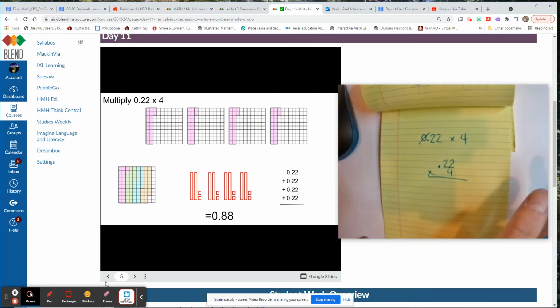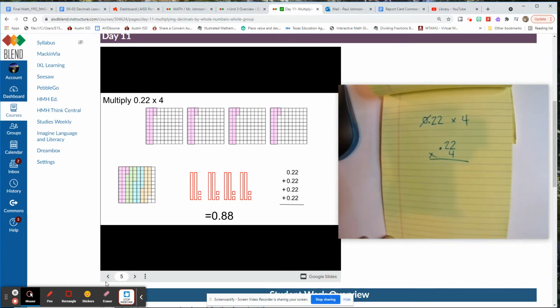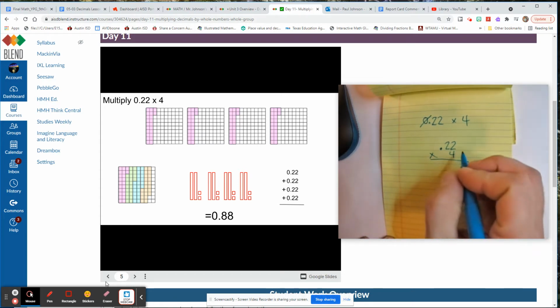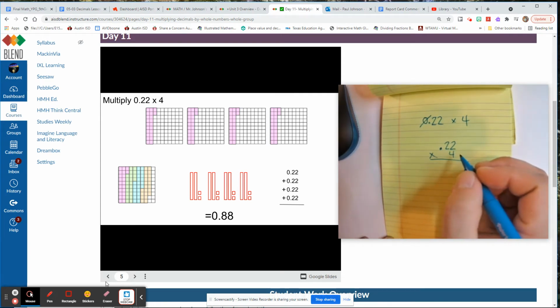We're not lining up the decimal points. We're not lining up the place values. Not in this situation, because that will mess up our shortcut. I'll show you how to do this without the shortcut afterwards and give you the choice. Do it the way that you feel comfortable.